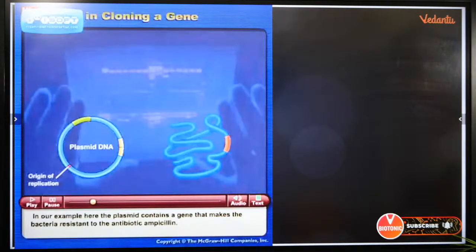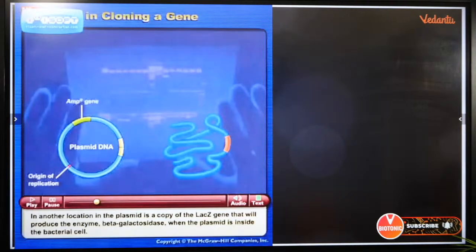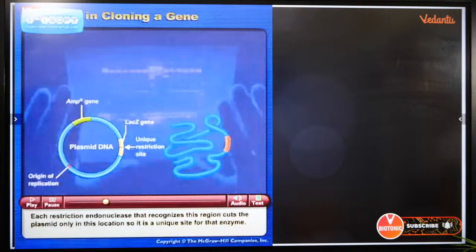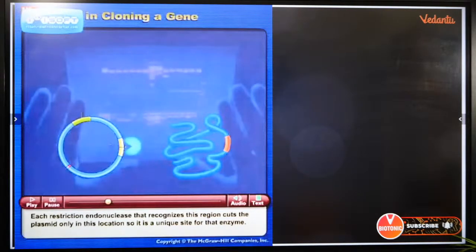In our example here, the plasmid contains a gene that makes the bacteria resistant to the antibiotic ampicillin. They have antibiotic resistance gene. Also in the plasmid is a copy of the LAC-Z gene that will produce the enzyme beta-galactosidase when the plasmid is inside the bacterial cell. The LAC-Z gene in the plasmid has a region that is recognized by a specific restriction endonuclease. Palindrome in the LAC-Z gene. The endonuclease that recognizes this region cuts the plasmid only at this location, so it is a unique site for that enzyme.